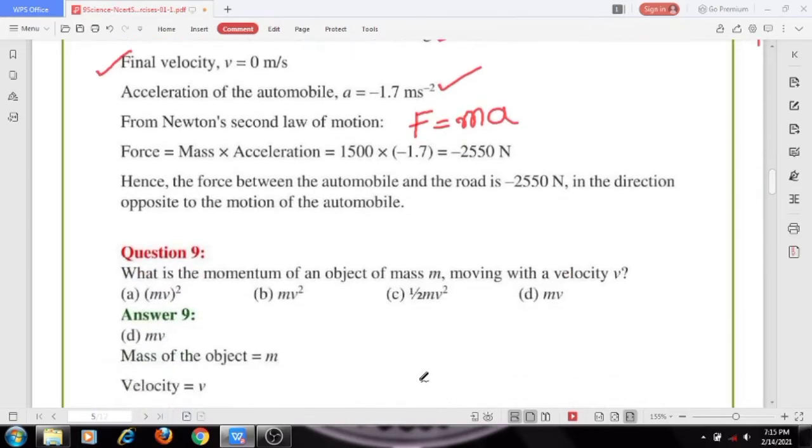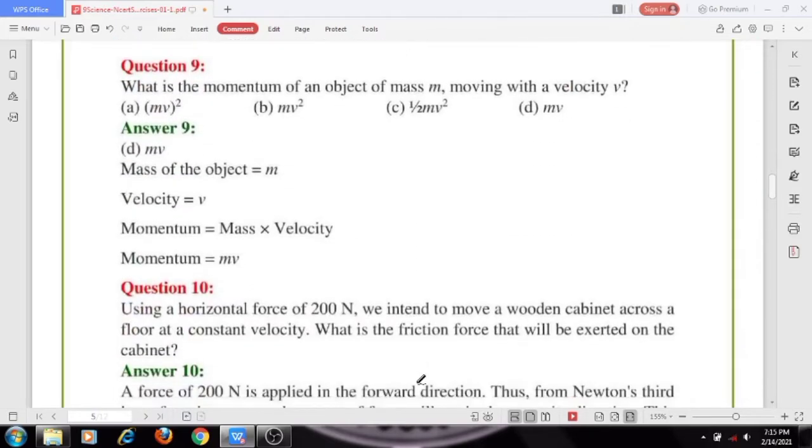Now we will move to the next question, question number 9. What is the momentum of an object of mass m moving with a velocity v? Look at the question again. We know the definition of momentum. How do we define momentum? Momentum is the product of mass and velocity.